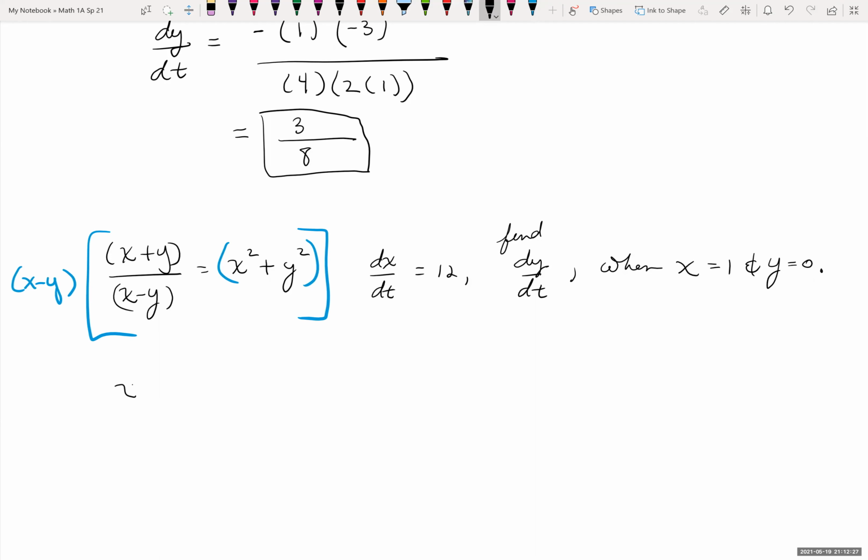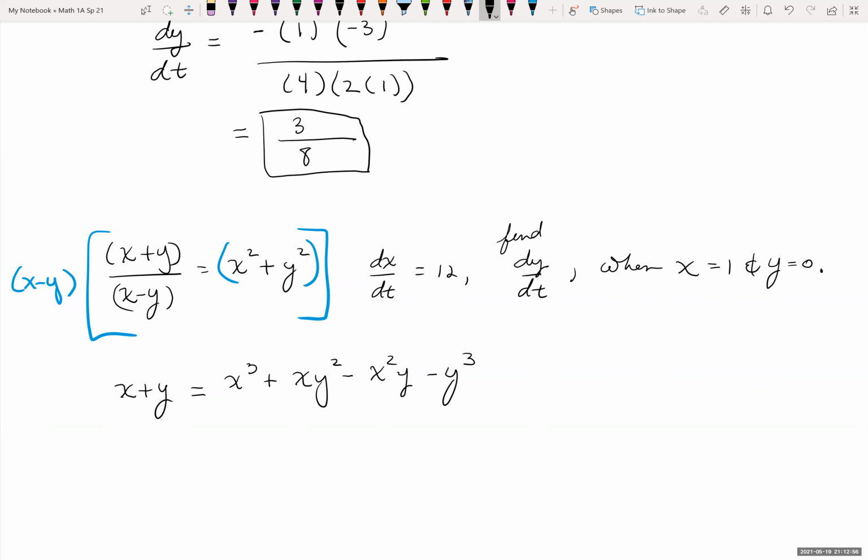So if I do that, I get x plus y on the left-hand side is equal to, let's FOIL that out, x squared plus y squared times x minus y. That's going to give me an x cubed plus x y squared minus x squared y minus y cubed. I don't know if this actually is easier now.